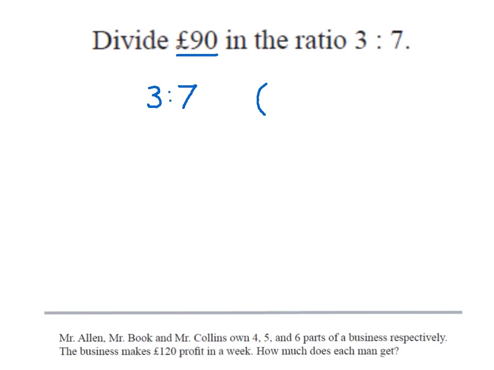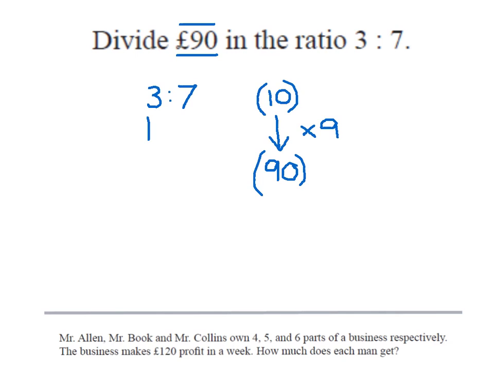I'm going to write that there in brackets. 10. So there are 10 parts, and they've got a value of 90. So I'm going to put that down here. So what have I multiplied 10 by to turn it into 90? Well, if you're not sure, do 90 divided by 10. But you should be, because that's 9. So the 10 parts have been multiplied by 9 to get 90.